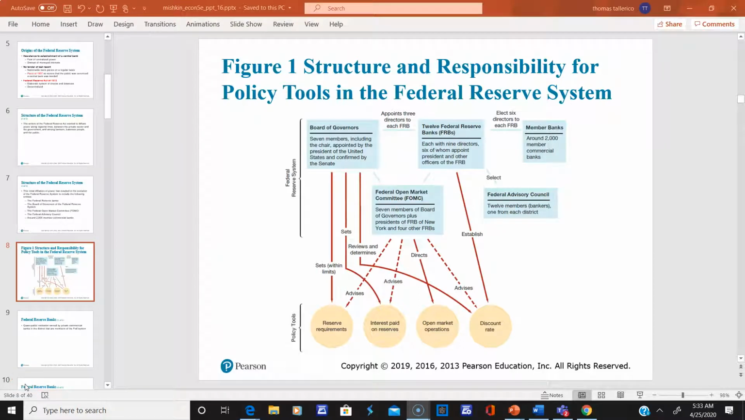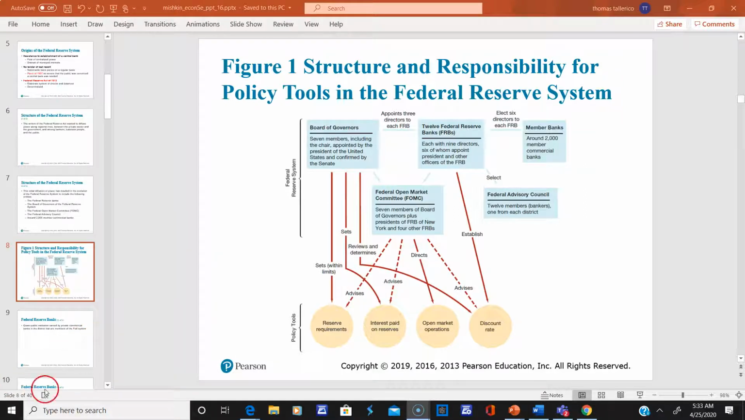So, hello everyone, and this is part two of chapter 16. I want to pick up at slide 8 on the Federal Reserve Bank. This is a nice figure from your book, and it basically shows the structure and what the Fed actually does, what some of their tools are.